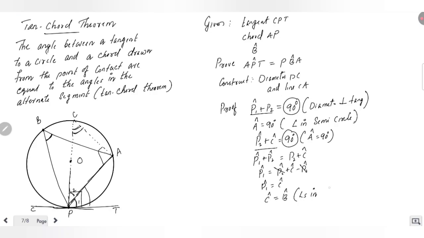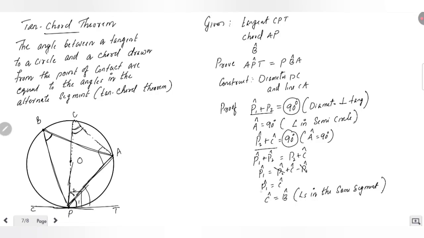Angles in the same segment, or you can say angles subtended by the same chord PA. Do you agree with that? We can see that, look at the chord PA. This PA is subtending angle C, isn't it? And angle B also. Do you see that? So those two angles are the same. Angles subtended by the same chord, or angles in the same segment.